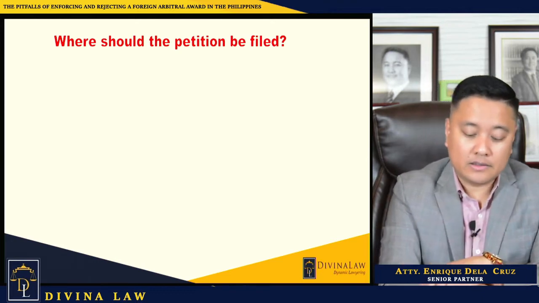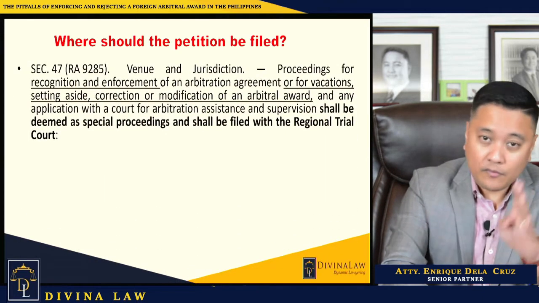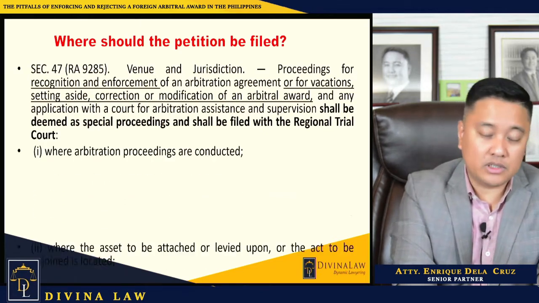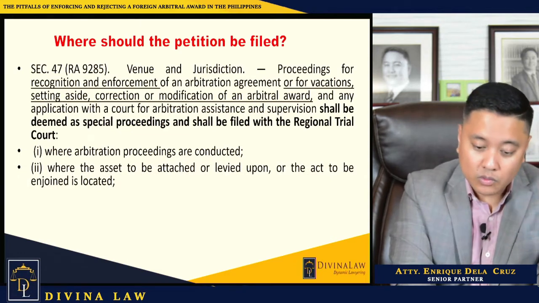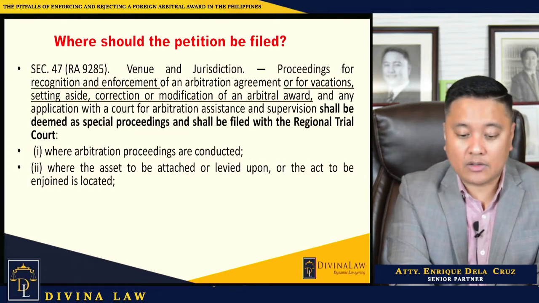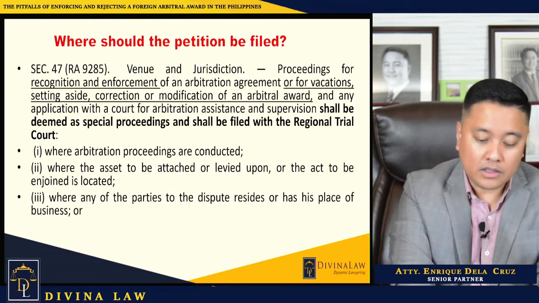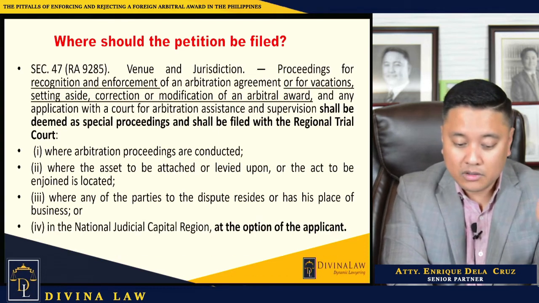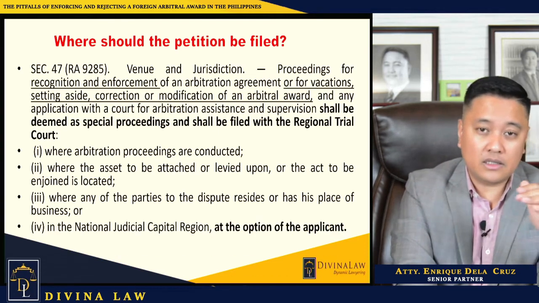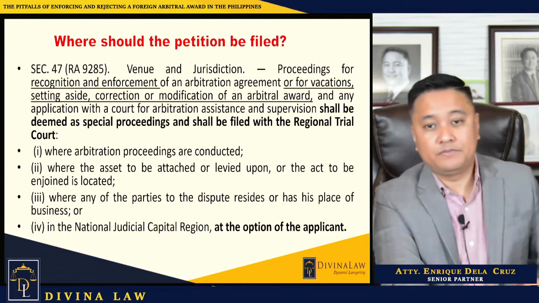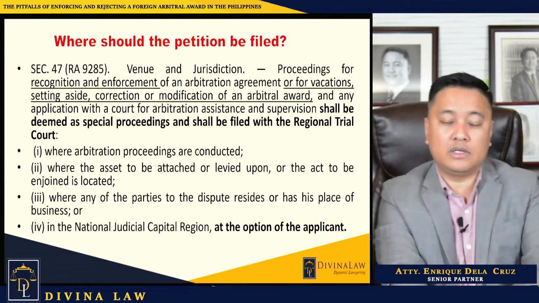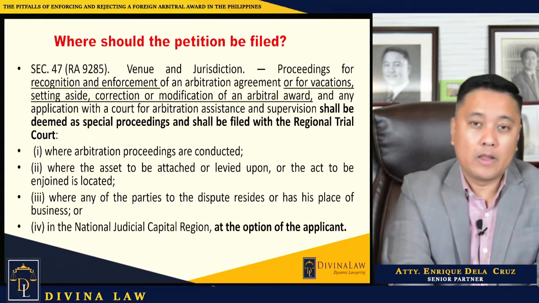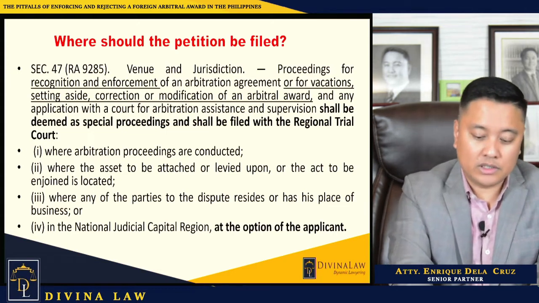Where will you file it? Now, under the rules, the one filing has the option. You can file it, one, where the arbitration proceedings are conducted; two, where the assets to be attached or levied upon or the act to be enjoined is located; third, where any of the parties to the dispute resides or has his place of business; or fourth, anywhere in the National Capital Region. So you have four options on venue where you intend to file the petition for enforcement or petition to refuse recognition.